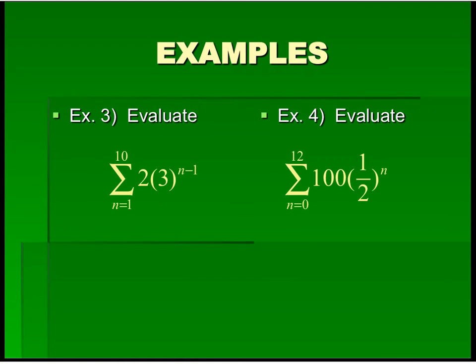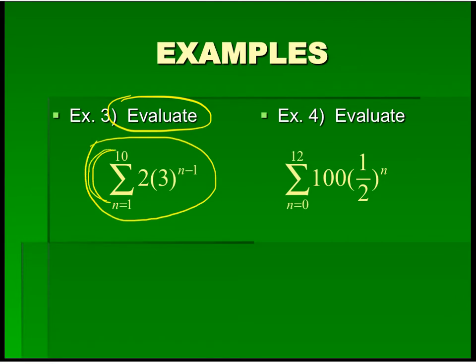I wanted to just give us a little extra practice with sigma notation because I know we had a little trouble with that on the previous night's homework. So in both of these examples, it says evaluate. Whenever you're told to evaluate something, that means to find the actual number, okay? So we're actually going to want to find the sum of the first 10 terms of the sequence that we get when we use this formula.